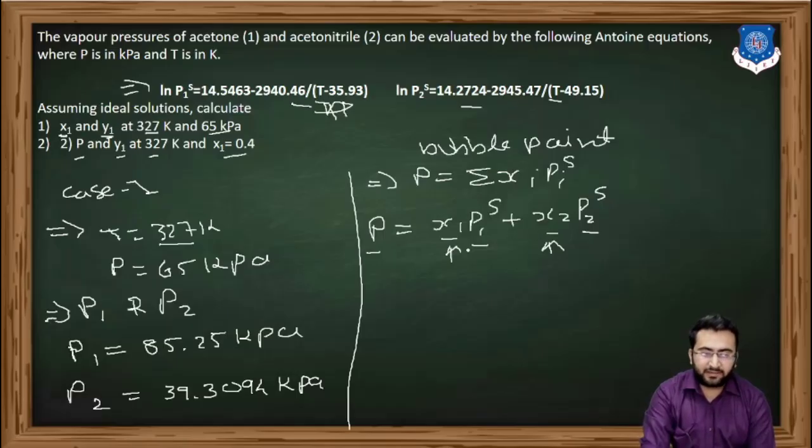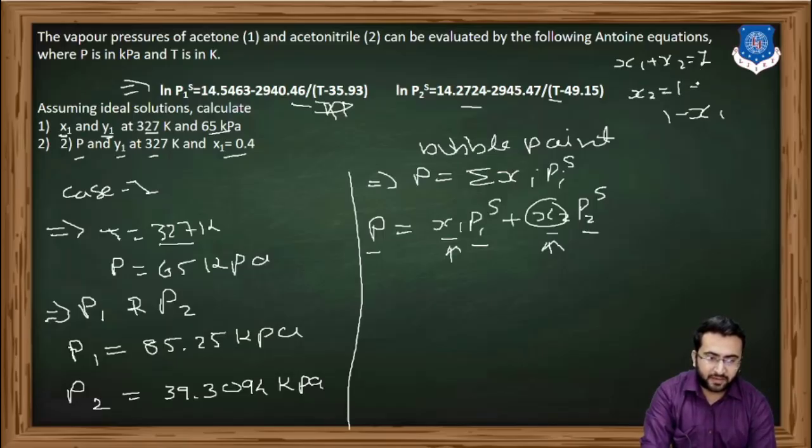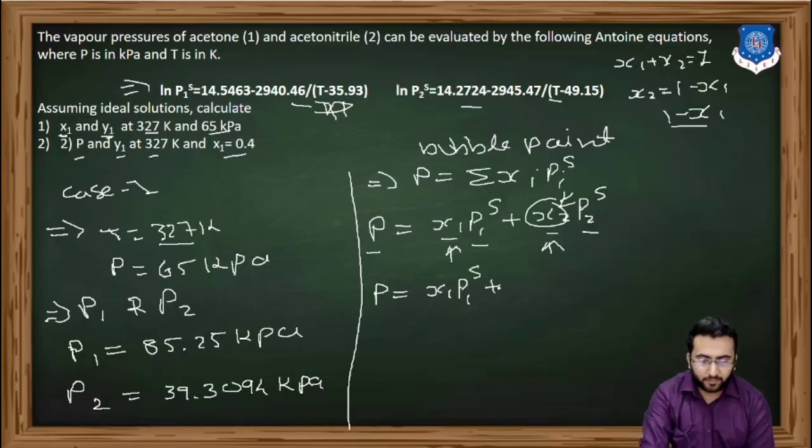So we have to make this equation have one unknown variable by replacing x2 with 1 minus x1, because we know that x1 plus x2 is equal to 1. Making x2 the subject, it becomes 1 minus x1. Replacing x2 with 1 minus x1, we get only one unknown variable, so we can easily calculate this equation. The equation becomes P is equal to x1 P1 saturated plus (1 minus x1) into P2 saturated.